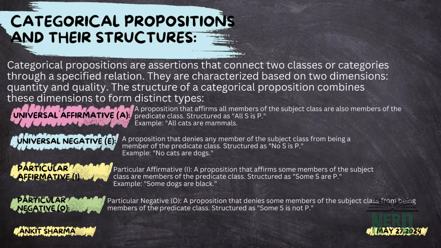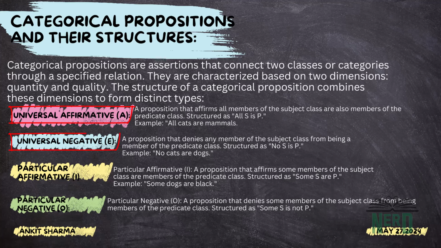Now it's time to dive into the categorical propositions and their structures. Categorical propositions are assertions that connect two classes or categories through a specified relation. They are characterized based on two dimensions, quantity and quality. The structure of a categorical proposition combines these dimensions to form distinct types. The first one we have is universal affirmative, which is represented as A, a proposition that affirms all members of the subject class are also members of the predicate class, structured as all S is P. For example, all cats are mammals.